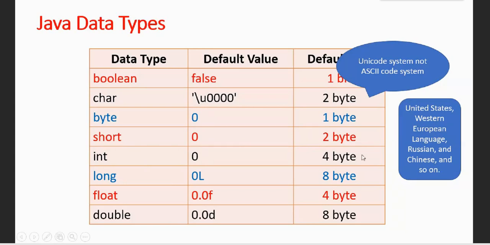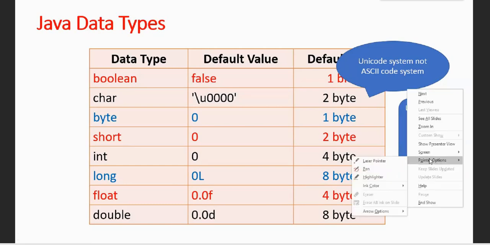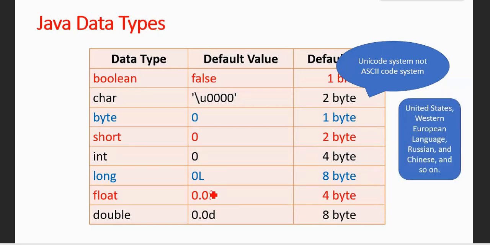And the long, the default value is 0L. So we represent it here as 0L, which indicates it is a long data type, and it will occupy 8 bytes of memory. And next is floating point. The floating point default value is 0.0f, and it will be 4 bytes in length. And double, the double default value is 0.0d. So the d and f differentiate between the floating point representation and the double representation. Double will occupy 8 bytes of memory.